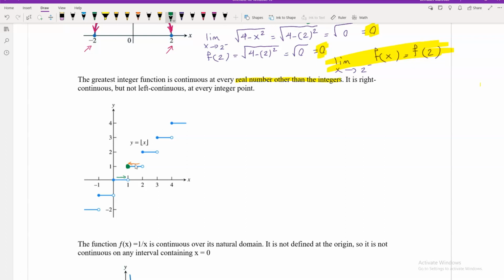So the limit of f of x as x approaches 1 from the left, that is what we have here on this part, that is 0. But the function value for f of x when x is 1, that is based on this point, and it's equal to 1. So this means we have right continuous, but we don't have left continuous in this case.